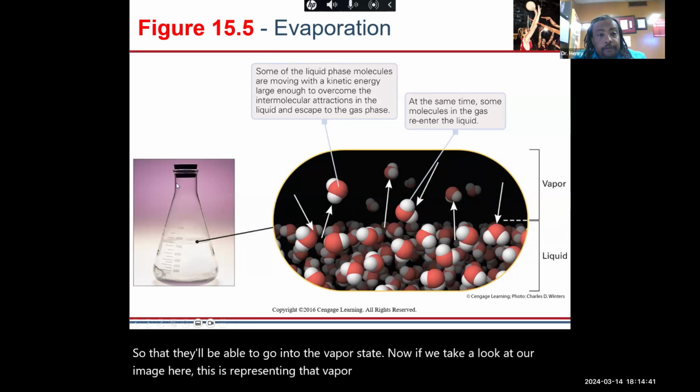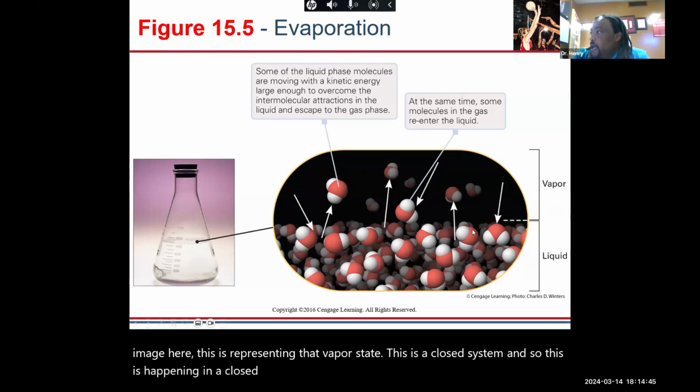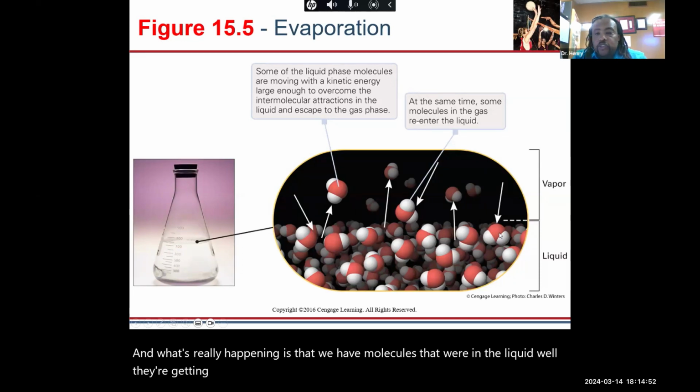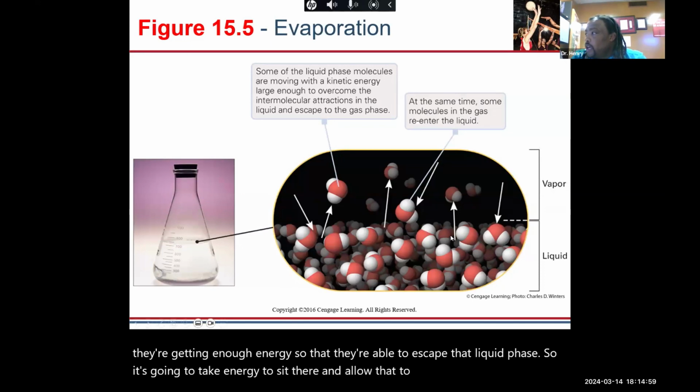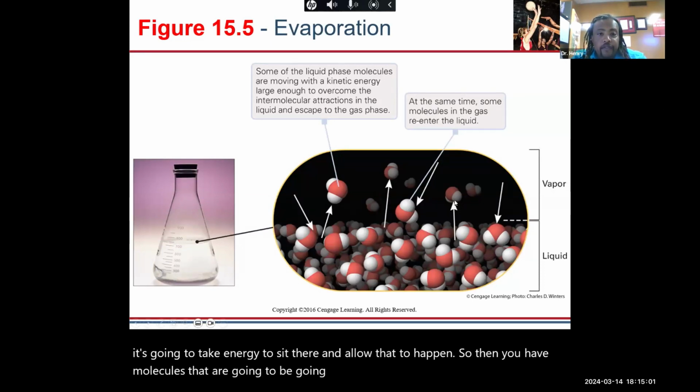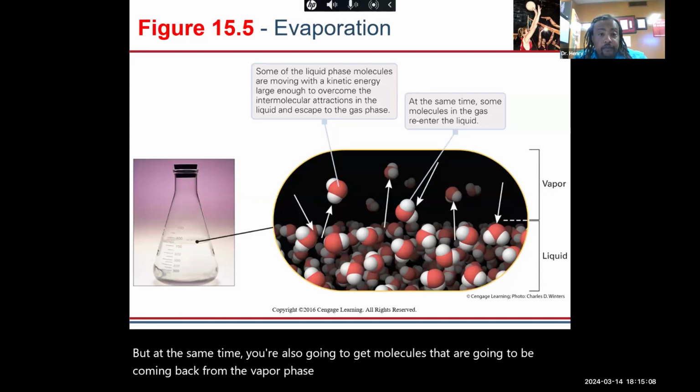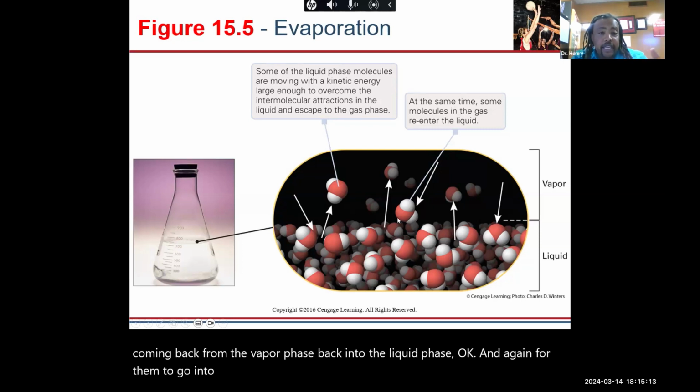This is a closed system. And what's really happening is that we have molecules in a liquid, and they're getting enough energy so that they're able to escape that liquid phase. So it's going to take energy to allow that to happen. Then you have molecules going into the vapor phase, but at the same time, you're also going to get molecules coming back from the vapor phase into the liquid phase. And again, for them to go into the vapor phase, that's going to take energy.